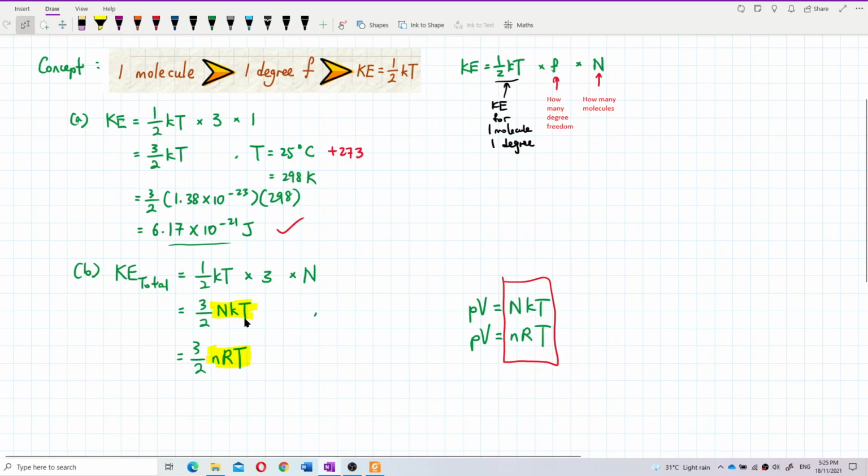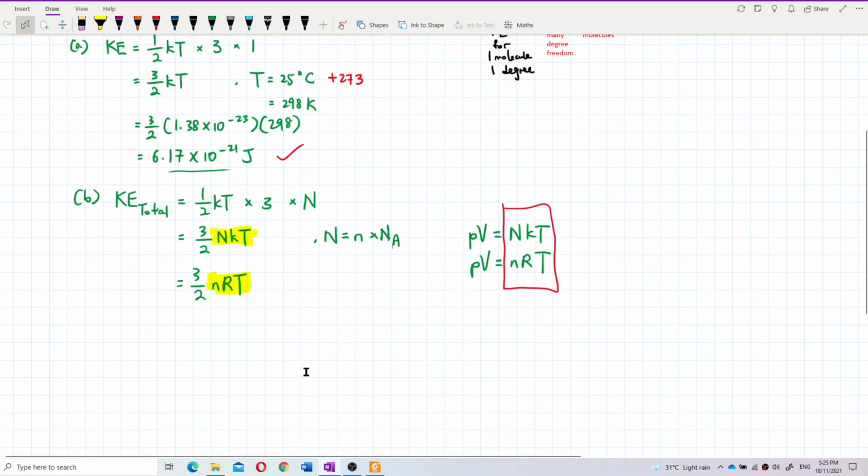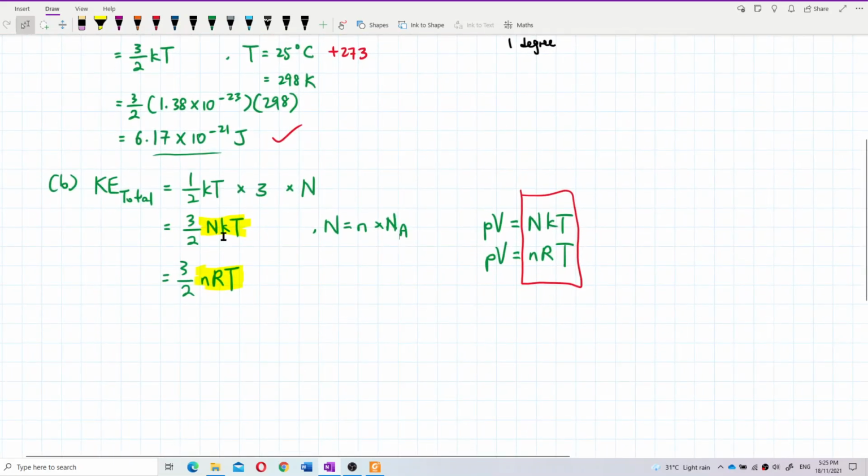But if you want to use NkT, you can also do it. You first find the total molecules by multiplying the number of moles by the Avogadro constant. You find the big N, then you can use NkT, no problem. But we want it direct. We don't want two steps, right? So we just directly use nRT straight away. Easier. But NkT can also be used.